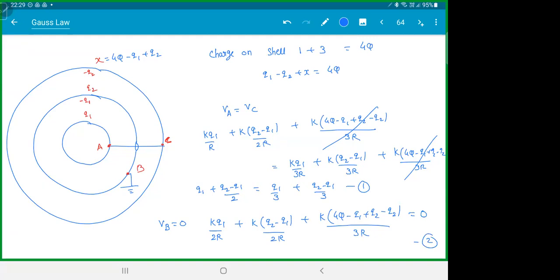Please check, 2 equations, 2 unknowns. Now we just need to simplify them and get the answer. Let me do it for you. This guy will be Q1 minus Q1 by 3, Q1 by 3. Actually, both will cancel luckily.